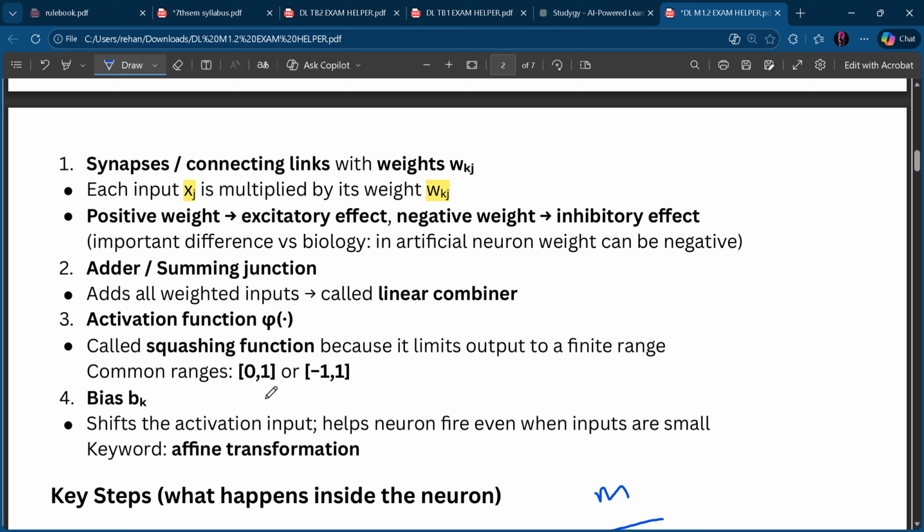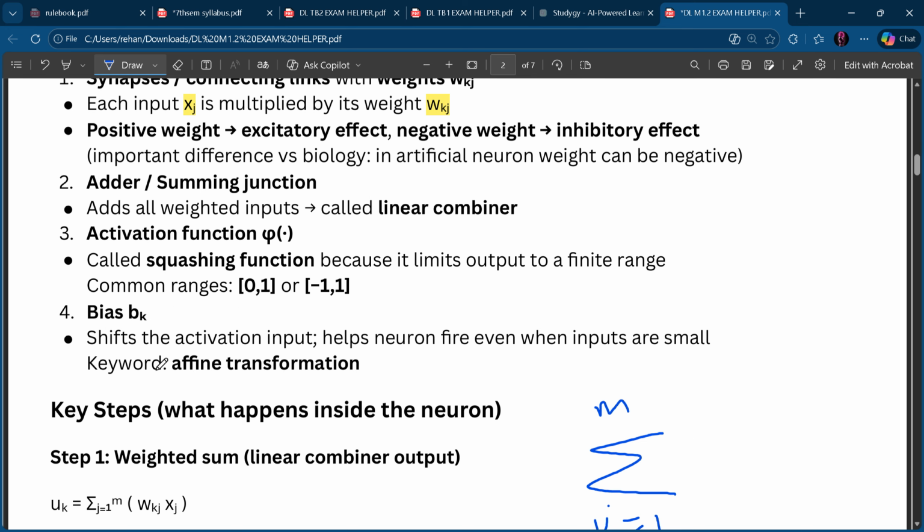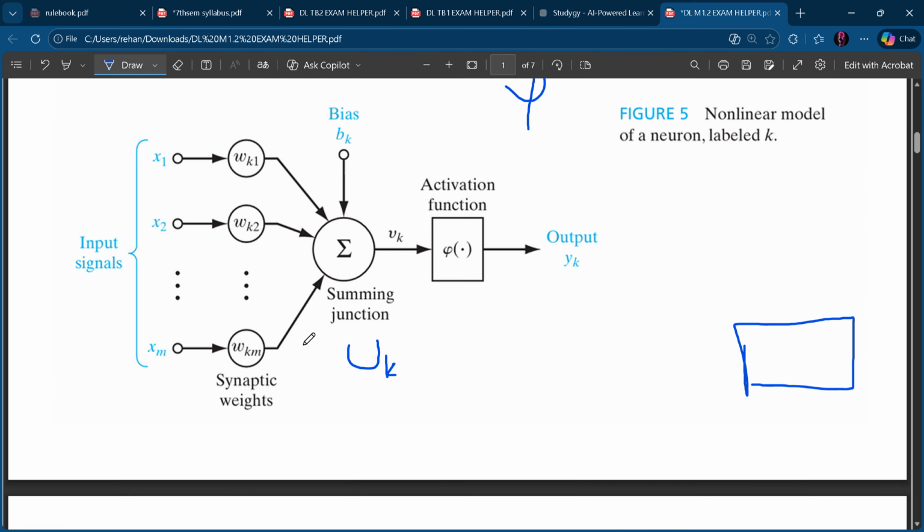So 0 to 1 means the output will be either 0 or 1. If it is minus 1 to 1, so output can be minus 1, 0 or 1. Bias bk shifts the activation function. So bias is something which forces the actual flow of this function or the operation to get some changes.